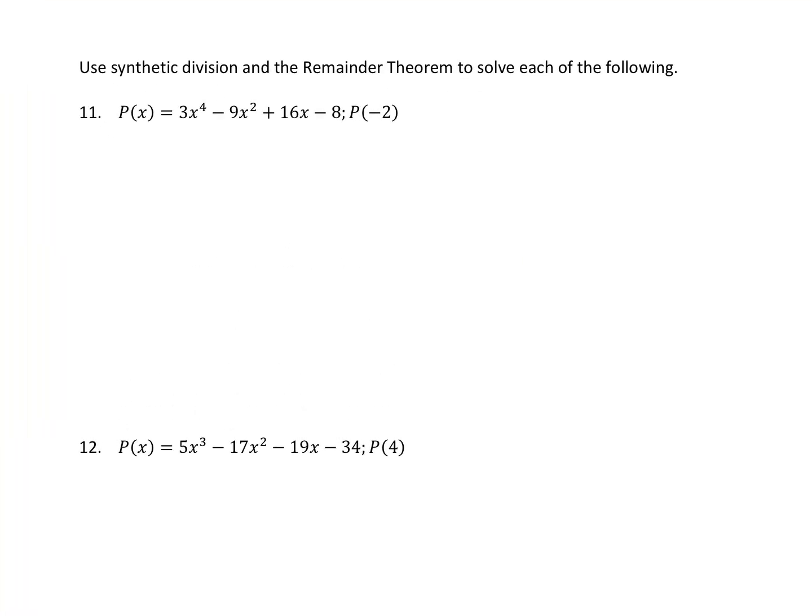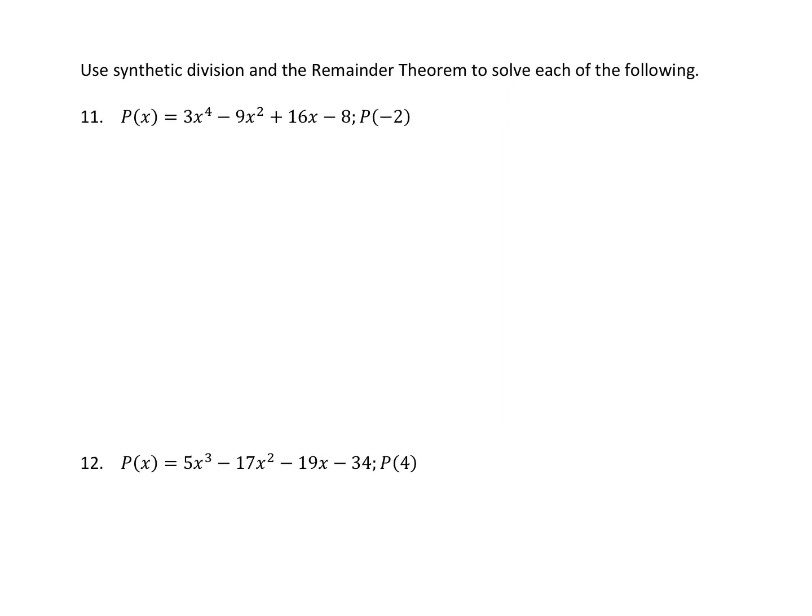The last two questions, it tells you to use synthetic division and the remainder theorem to solve for each of the following. This gives you the number that you're going to put on the outside. Use your synthetic division. Whatever your remainder is, that is your answer. So for number 11, it gives you p of x is equal to 3x to the 4th power minus 9x squared plus 16x minus 8. You're finding p of negative 2.